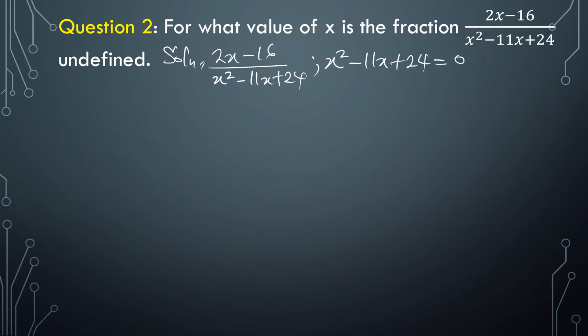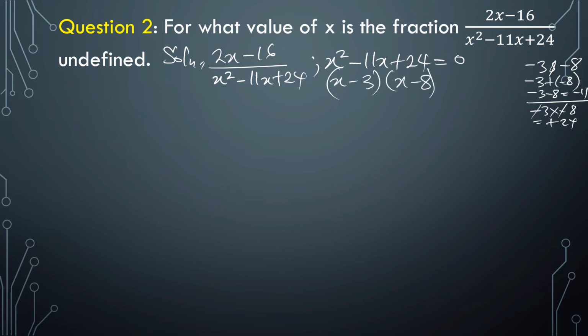We need two numbers that when you add them, you have minus 11, and when you multiply them, you have plus 24. Now the two numbers are minus 3 and minus 8. If you add them, you have minus 3 plus minus 8, which gives you minus 3 minus 8, which is minus 11. And when you multiply them, you have minus 3 times minus 8. This minus will turn to plus because you are multiplying. You have plus 24. So these two numbers give x minus 3 multiplied by x minus 8 all equal to 0.